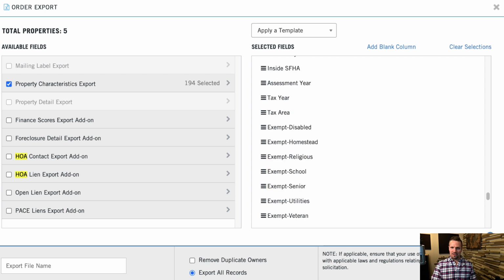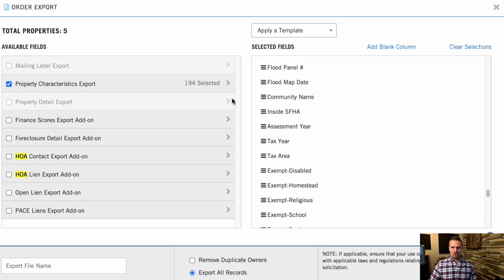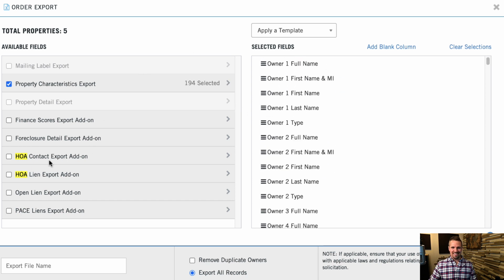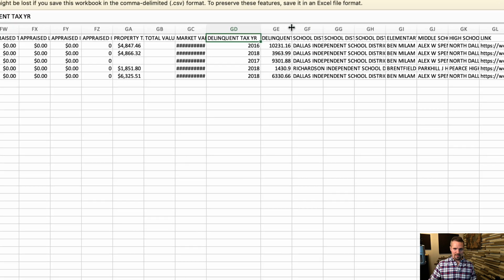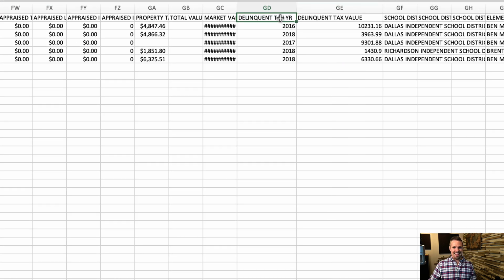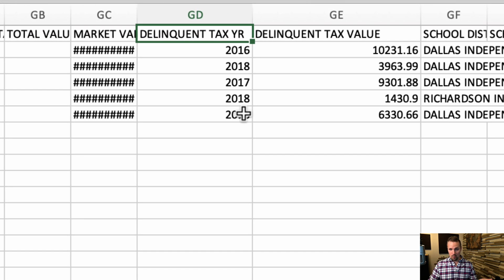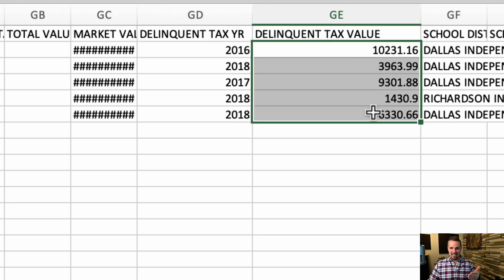And let's try this for HOA as well. Looks like the HOA filtering option is a separate add-on we would have to include if we wanted to go there. So that's just interesting to know. Anyway, let's go ahead and order this and see what it looks like. Looks like this is telling us the delinquent tax year. So this was the year, I would presume, the first year at which it went delinquent. Probably assume it's delinquent in all the following years after this, and what the delinquent value is, the delinquent amount.